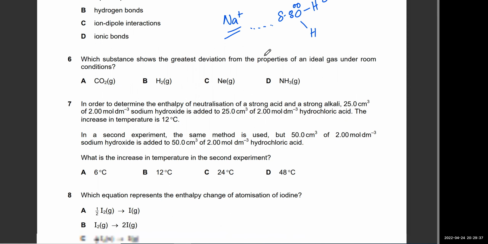Which substance shows the greatest deviation from the properties of an ideal gas under room temperature? So anything that has a lot of intermolecular force will have the greatest deviation.